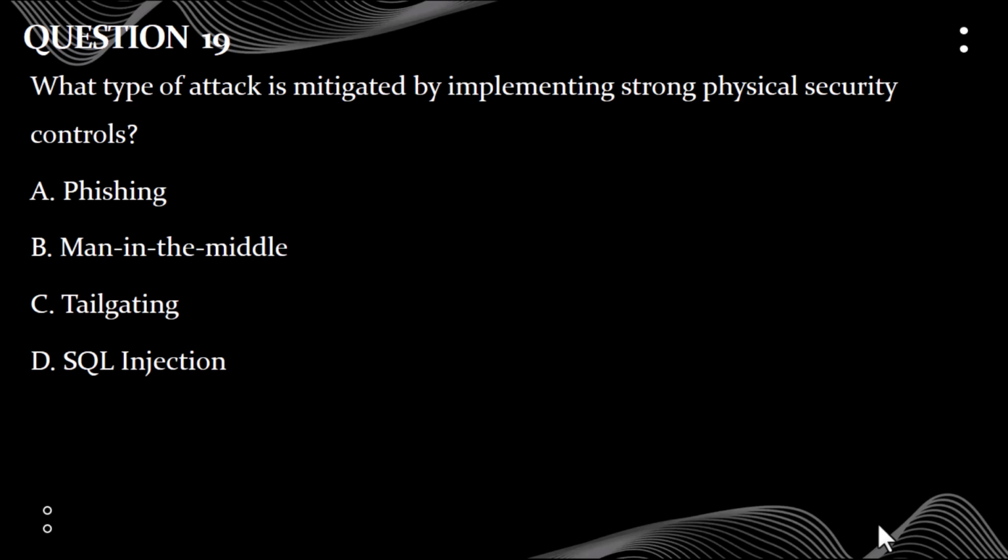A phishing attack involves tricking individuals into providing sensitive information through deceptive emails or websites. So this has nothing to do with physical security measures. Rather, phishing can be mitigated using technical controls. The man-in-the-middle attack involves intercepting and altering communication between two parties. So this has nothing to do with the physical security controls.